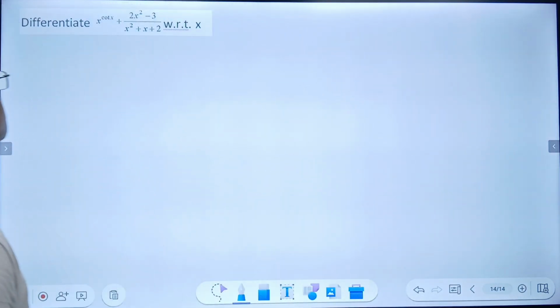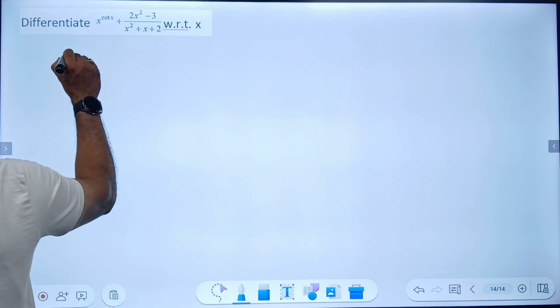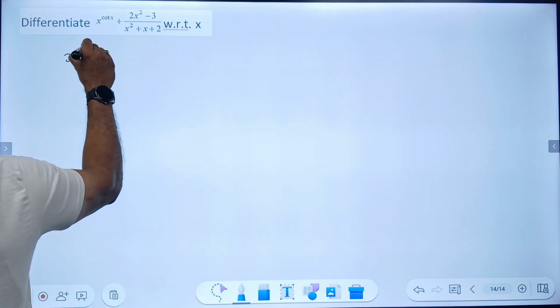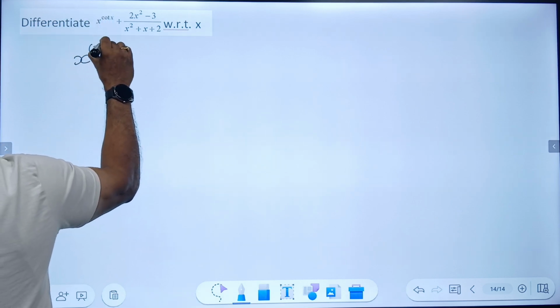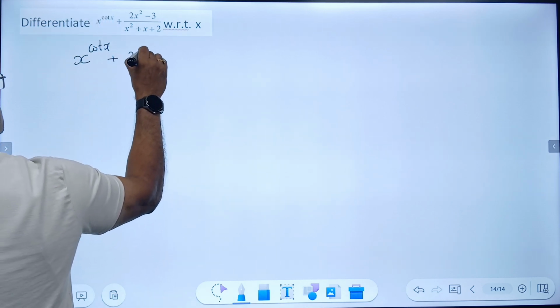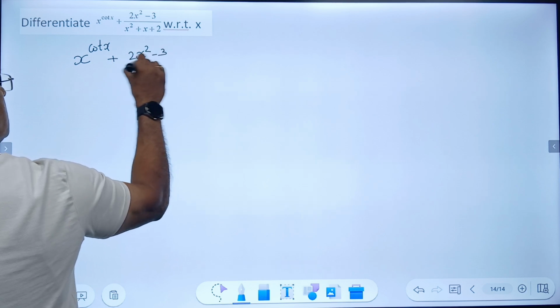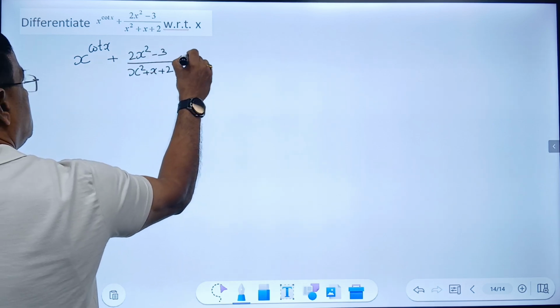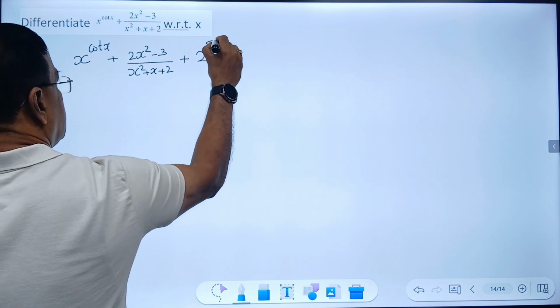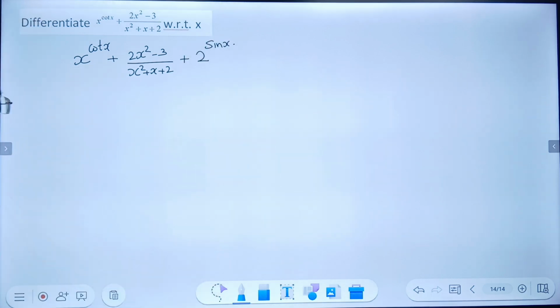Now the last question. You have x power cot x, and then you have 2x square minus 3 by x square plus x plus 2. I'll add one more term. I'll also add 2 power sin x. Okay, just to show you variety.